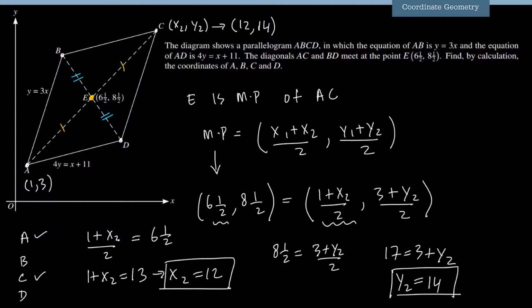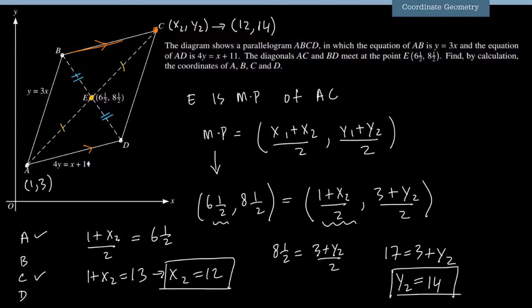So first I need to find the equation of one of these two lines, and then I can solve the two equations simultaneously to find the coordinates of point B. I can find the equation of line BC because I know the coordinates of point C, and I also know that these two lines are parallel to each other. So the gradient of these two lines are going to be the same.